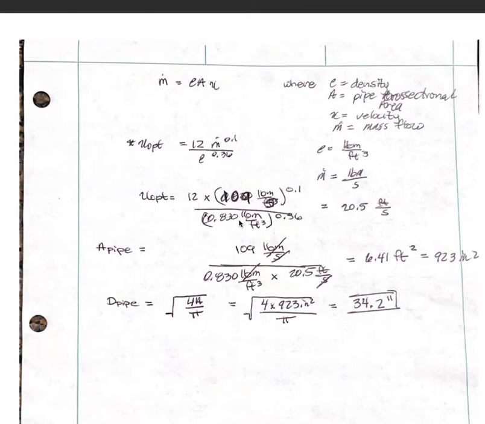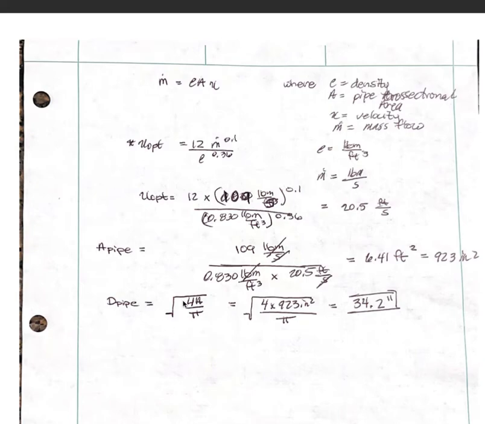20.5 feet per second. Now we can calculate the area of the pipe using this equation that I put here. So you do 109 pound mass per second divided by 0.830 pound mass per feet cubed times 20.5 feet per second. That gives you 6.41 feet squared. If you convert that into inches squared, it'll be 923 inches squared.